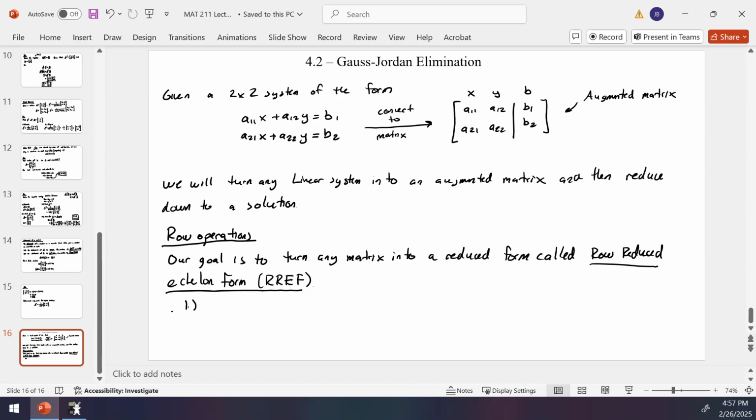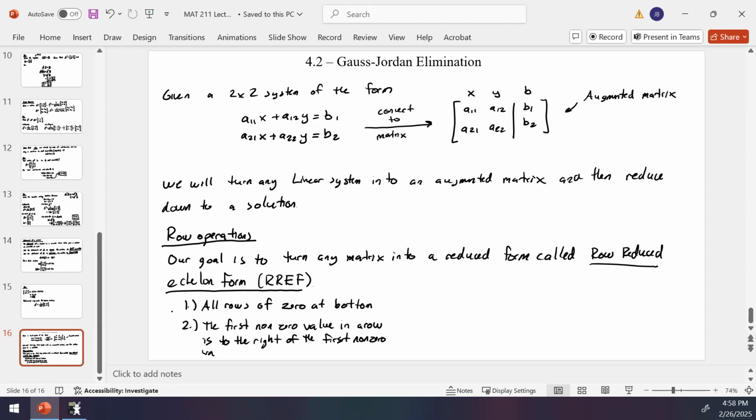Number one, all rows of zeros are at the bottom. Number two, the first non-zero value in a row is to the right of the first non-zero value above it. I call this the staircase property.